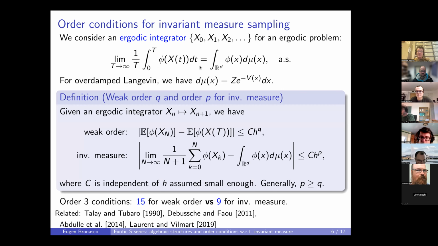Yes, this one. So you have the weak order and the invariant measure order, and you say generally one is bigger than the other one. Is it always like that, or do you have some exceptions? As far as I can say, it should be always like that. It's not my main expertise, but as far as I can tell, okay. And it would be interesting to have an explanation for the gap between P and Q when this is the case.